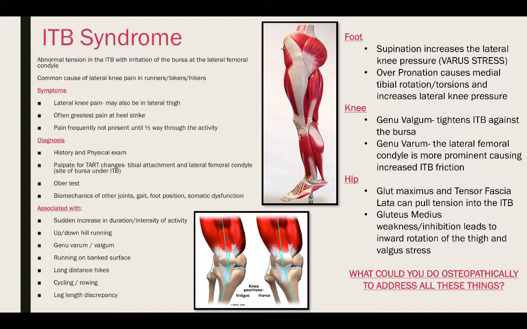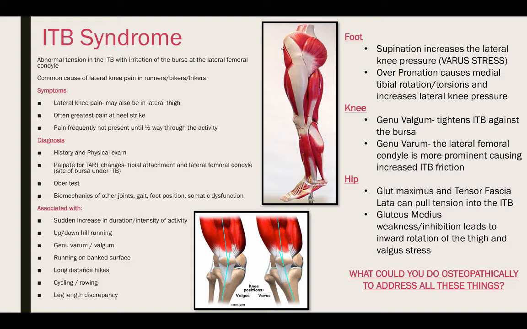Knee. If someone has more of a valgus sort of strain, it can tighten the IT band, but also varum can cause the lateral femoral condyle to be more prominent, causing friction. So again, abnormalities in alignment, abnormalities in biomechanics. And then the hip, glute maximus and tensor fasciae latae can pull tension.